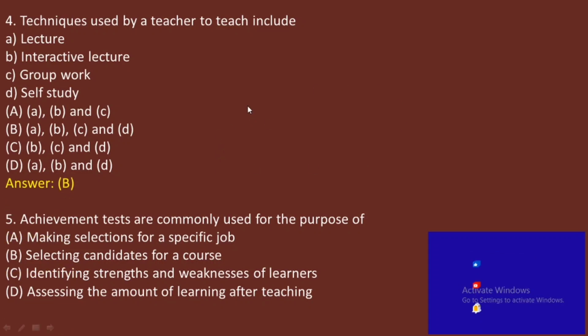Here I think it's option B, that is interactive lecture is the best one. It gives a lot of room or options to the learners to take an active part in the teaching. And achievement tests are commonly used for making selection for a specific job, selecting candidates for a course, identifying strengths and weaknesses of learners, then assessing the amount of learning after teaching. Here achievement tests are commonly conducted to attest the amount of learning after teaching.